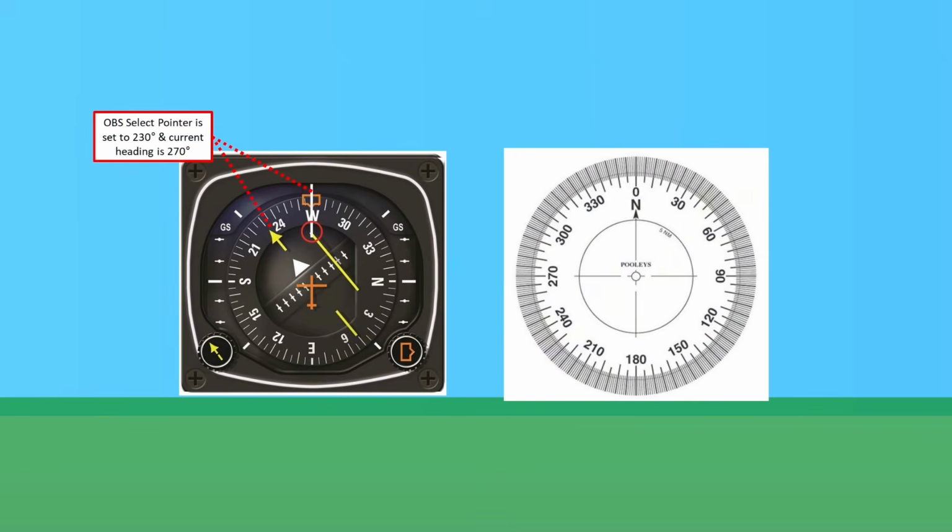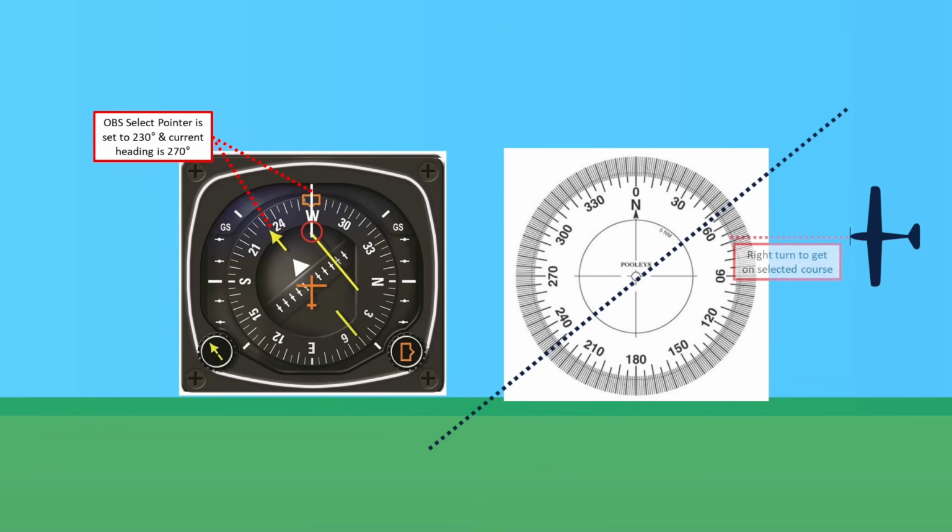Let's do a quick example. Here we have our OBS set to 230 degrees and our heading indication is 270. This is a difference of 40 degrees and means we have direct sensing with our course deviation needle. Therefore, a needle to the right, like we see here, would mean we need to turn right in order to get back on to our OBS course.